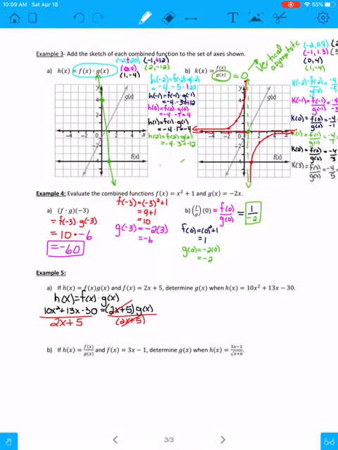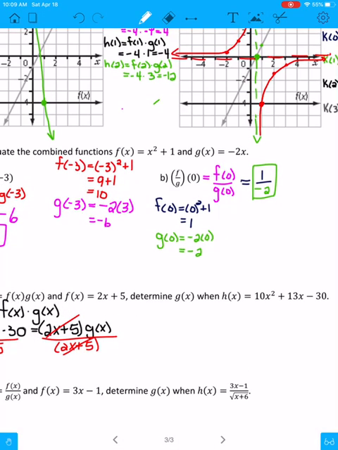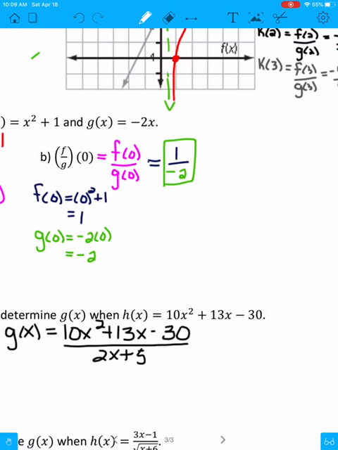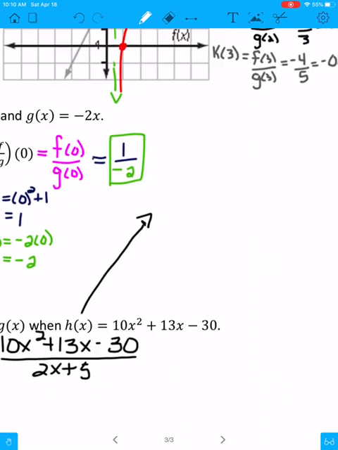All right. So currently we have g of x equals 10x squared plus 13x minus 30 over 2x plus 5. That's my g of x. But I actually have to factor 10x squared plus 13x minus 30 and see if possibly one of the factors is 2x plus 5 and we'll cancel. Okay, so up here I'm going to do it. So I'm going to go 10x squared plus 13x minus 30.